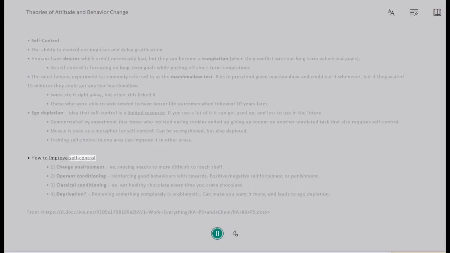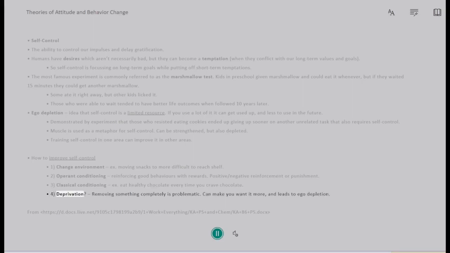How to improve self-control? 1. Change your environment, for example moving snacks to a shelf that is more difficult to reach. 2. Operant conditioning: reinforcing good behaviors with rewards, using positive or negative reinforcement or punishment. 3. Classical conditioning, for example eating healthy chocolate every time you crave chocolate.